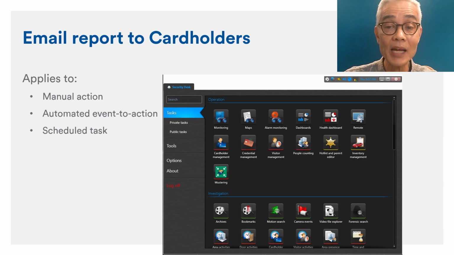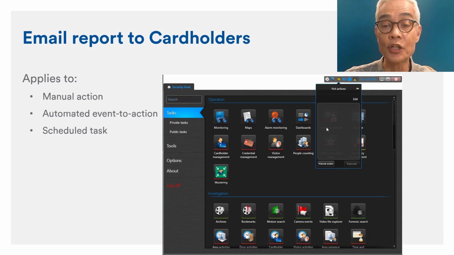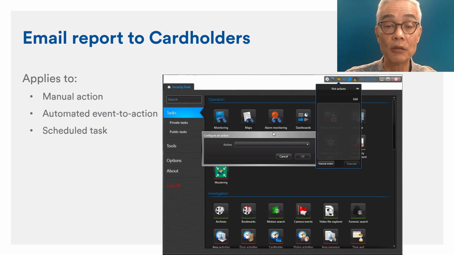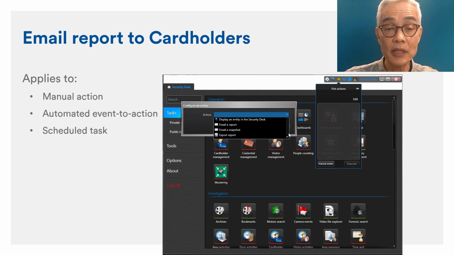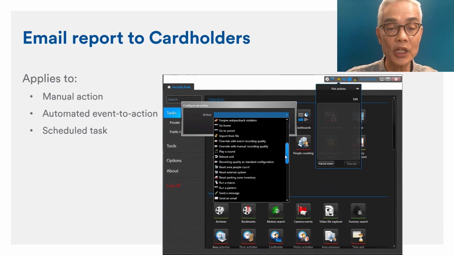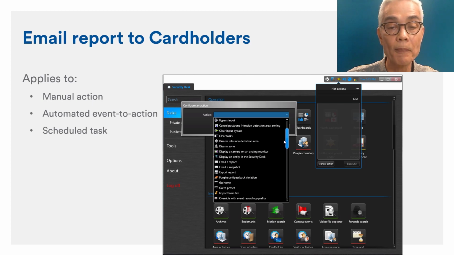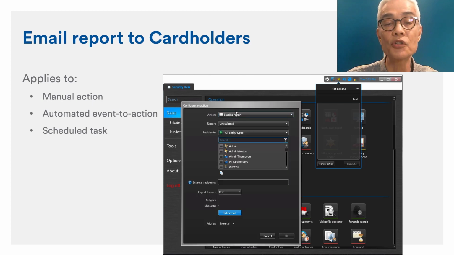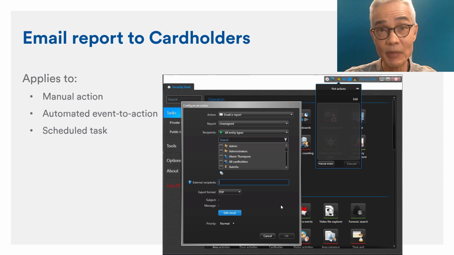In the security desk application, if I come up to the notification tray and I click Hot Actions and I select I want to execute a manual action, you will see that there is a change to the action email a report. This one here. So this action in and of itself is not new, but some of the options are. As we saw earlier, all of the email actions now support the use of an external recipient.